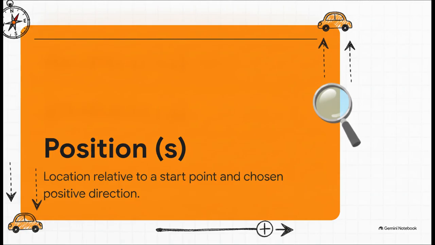To really get a grip on velocity, we first have to establish the ground floor, which is position. In physics, we usually label this with an S. It's basically an object's location relative to a starting point, but here's the crucial part. It relies on a specifically chosen positive direction. If we decide moving right is positive, then a position of positive 20 means you're 20 miles to the right. A position of negative 20, you're 20 miles to the left. Everything, and I mean everything, hinges on which way we decide to point that positive arrow.